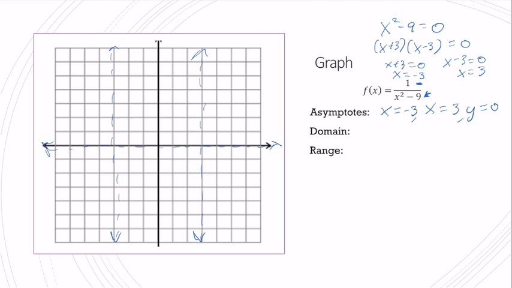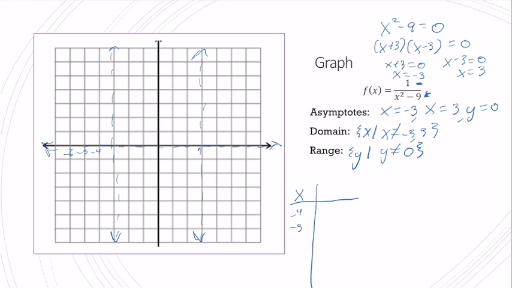Okay, now my graph is broken up into 3 sections. So I'm going to pick 3 points from each of my 3 sections in order to graph this. But first, my domain is all values of x as long as x does not equal either of our asymptotes. And my range is all values of y as long as y doesn't equal 0. Okay, so I need to pick a whole bunch of x values. How about negative 4, negative 5, negative 6? Then 0, negative 1, and positive 1. And then 4, 5, and 6.